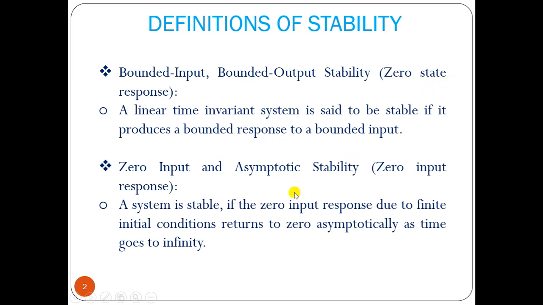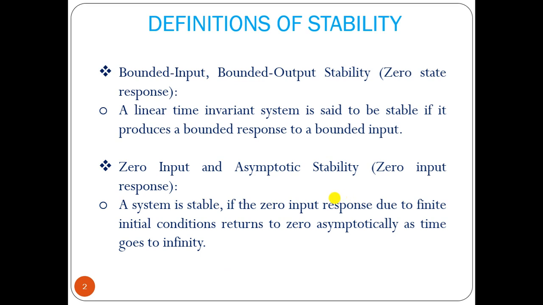And there is another definition, that is a system is stable if the zero input response due to finite initial conditions returns to zero asymptotically as time goes to infinity. That is called zero input response. That means we have applied a zero input, but due to the initial conditions, the output of the system returns to zero as time goes to infinity.